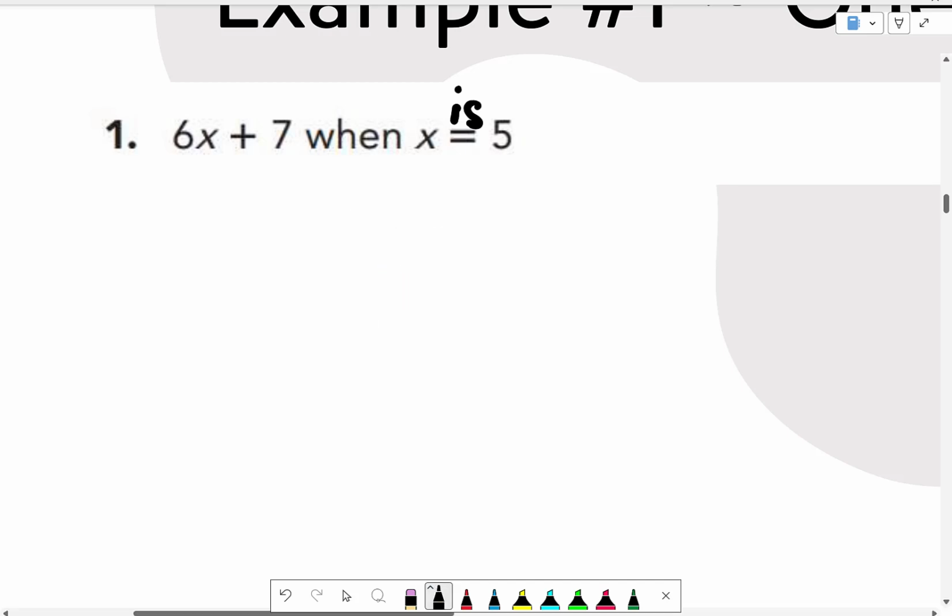So in this expression, right, this is an expression. As a review, expressions do not have equal signs in them. So this one's an expression. In this expression, it's 6x plus 7. We only have one x. So I'm going to copy below everything, except for the x, I'm going to put parentheses instead.